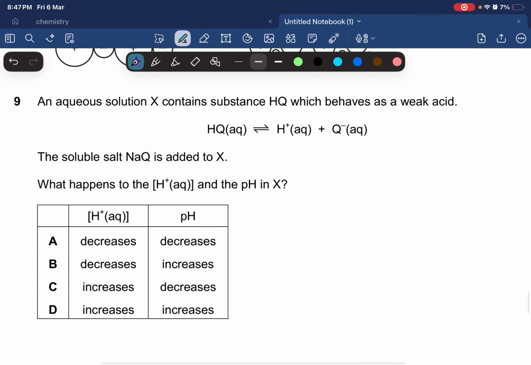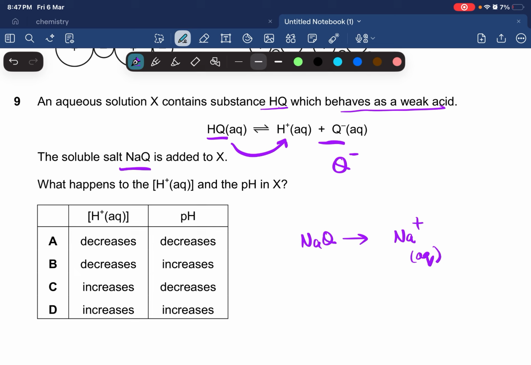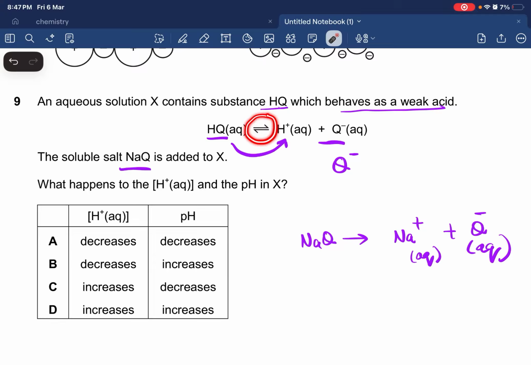An aqueous solution X contains substance HQ, which behaves as a weak acid. Weak acid means it's going to donate a proton. You can see over here, a proton is coming out of it, and then a Q negative is coming out of it. The soluble salt NaQ is added to X. So what are you going to add? You're going to add more Q negative ions, because NaQ is a soluble salt. So it's going to form aqueous Na positive ions, and it's going to form Q negative ions. Now you can see over here, this is an equilibrium.